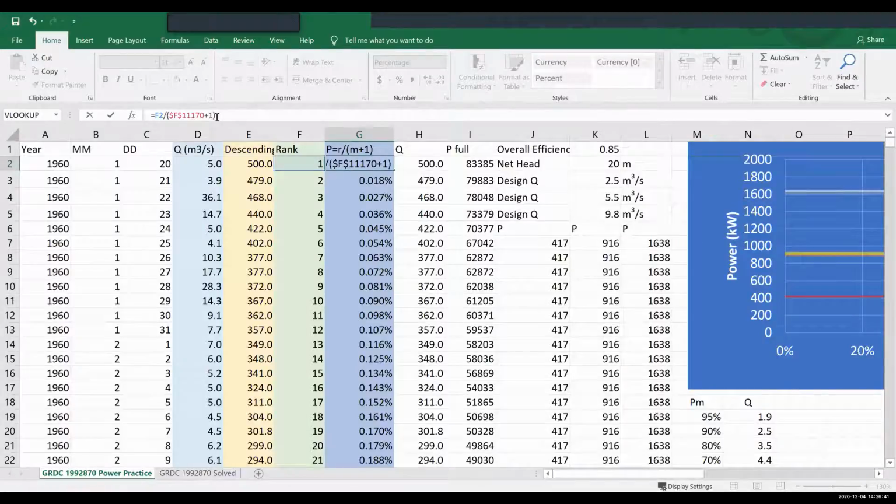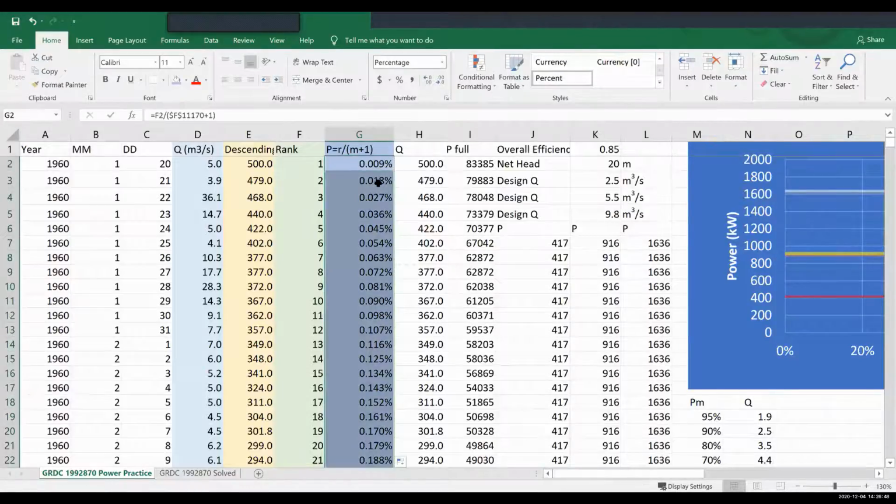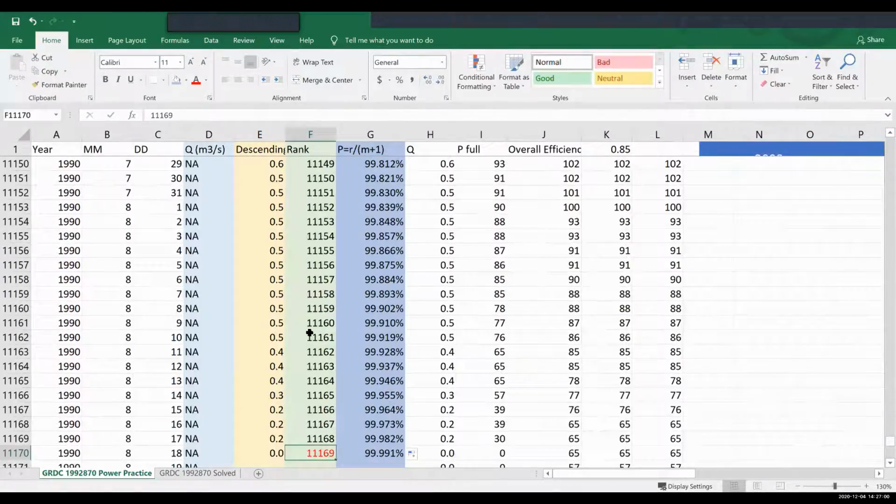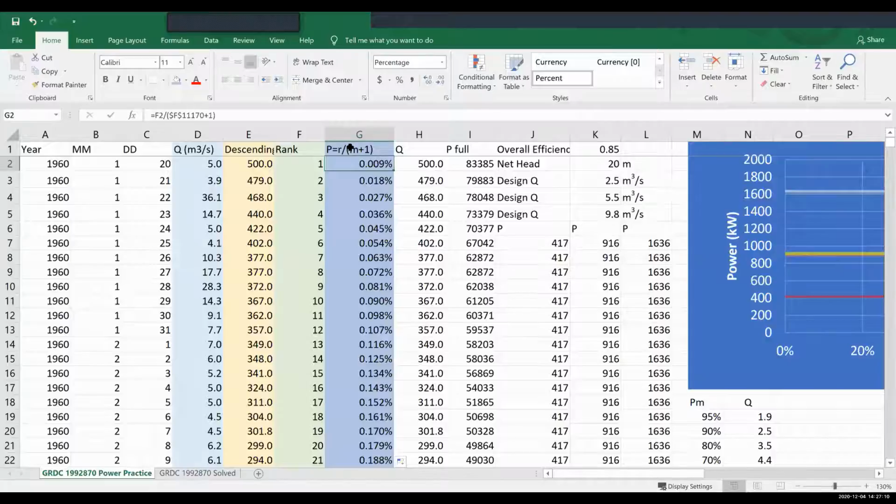Actually, I should put this here, this plus 1. The reason I put this 11170 is that the maximum data is 11169, which is given by this equation. I could actually put 1 directly. So it is basically rank divided by the total number of data plus 1. Okay, so this is the equation we use.